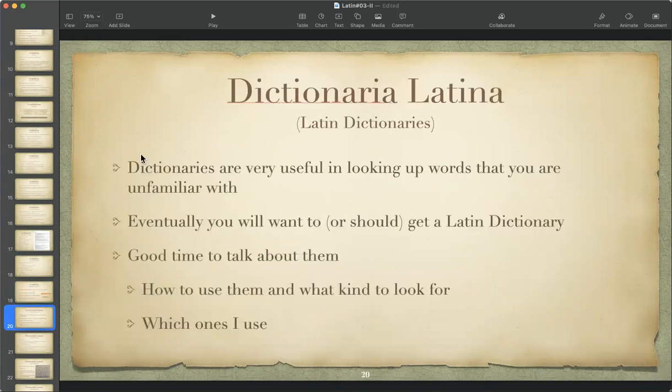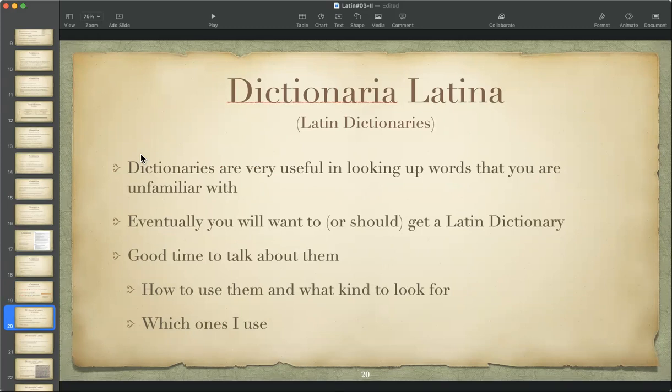Let's see what's next. Okay, I wanted to go through this quickly before everybody disappears. I mentioned we were going to talk about dictionaries. Dictionaries are very useful. I have one on my iPhone. I have my Mass text on my iPhone.